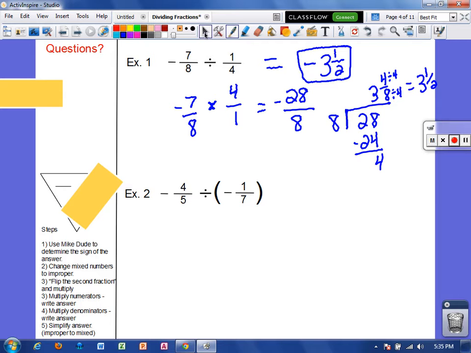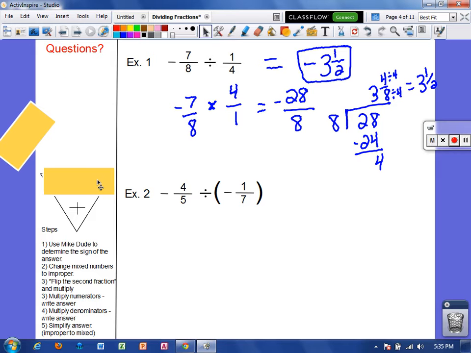All right, example 2. We have negative 4/5 divided by negative 1/7. So I have a negative divided by a negative, so I'm going to go ahead and use Mike-Do to determine the sign of the answer. So I'm going to cover up the negatives. I'm left with a positive. So I know I'm going to have a positive answer. Okay, so let's go ahead and solve this.